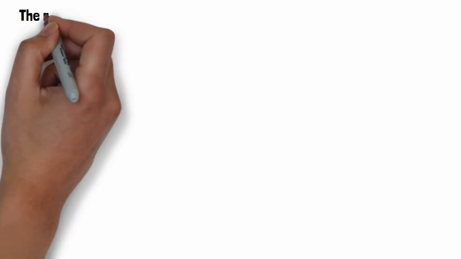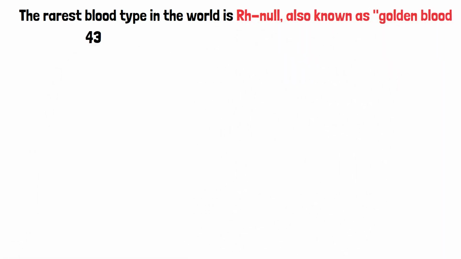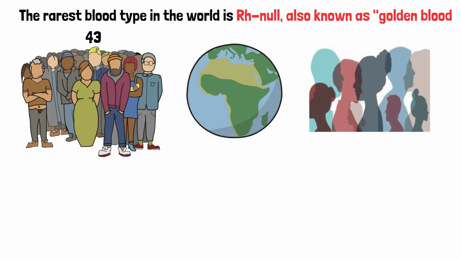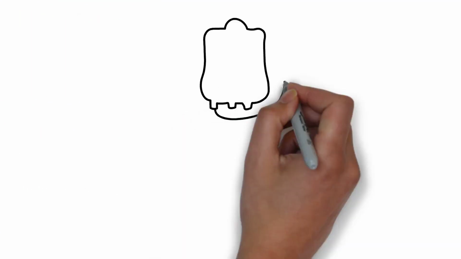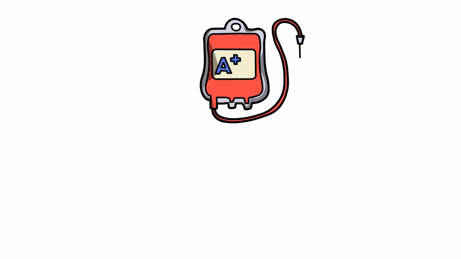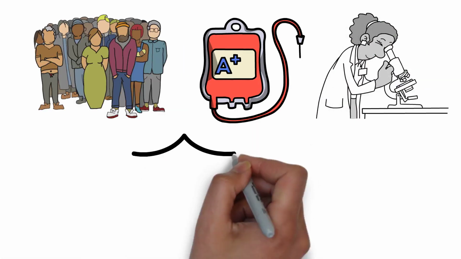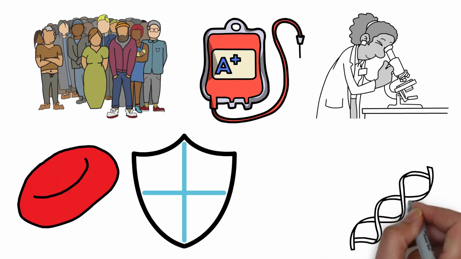The rarest blood type in the world is Rh-null, also known as golden blood. Only about 43 people worldwide are known to have it. Some cultures believe blood type to be associated with personality, though this is not supported by science. While the proportions of different blood types vary between human populations, scientists aren't sure why they evolved. Perhaps as protection against blood-borne diseases, or due to random genetic drift.